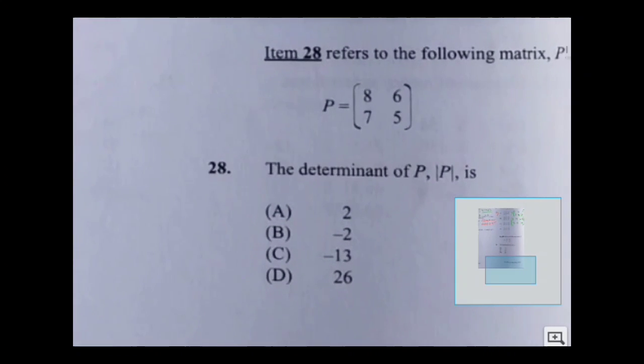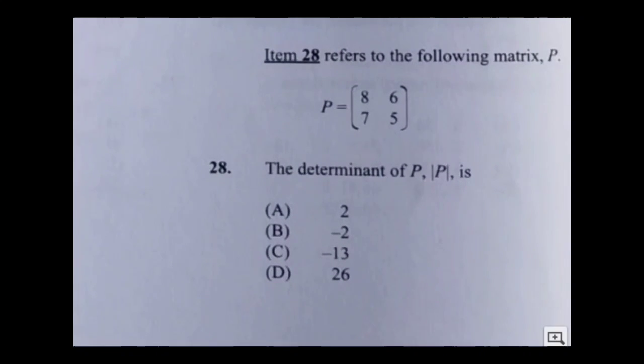Moving on to 28. Item 28 refers to the following matrix, P. P is equal to 8, 6, 7, 5. And question 28 is asking us to find the determinant of P, and we need to find that number for the determinant of P.